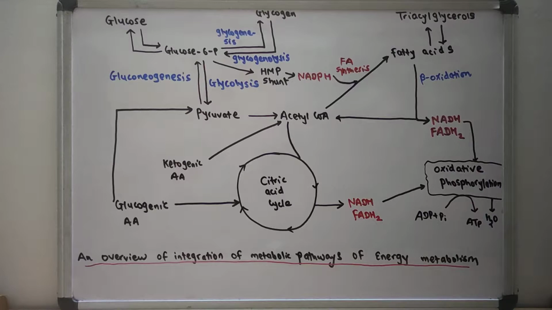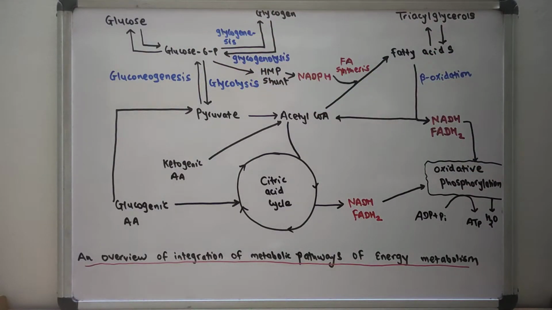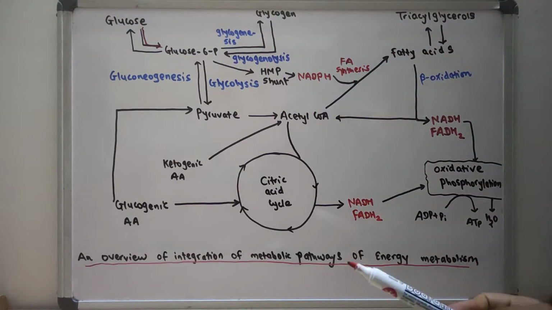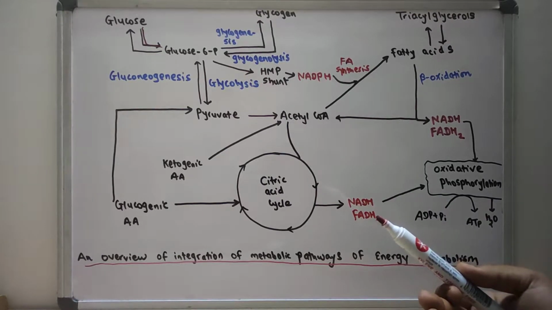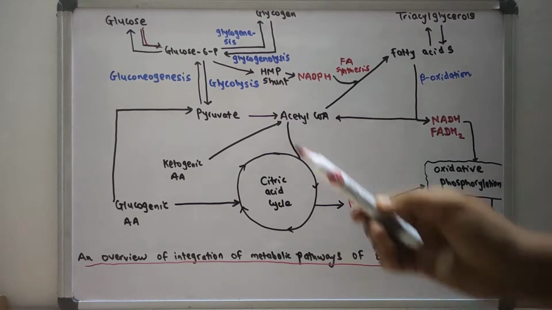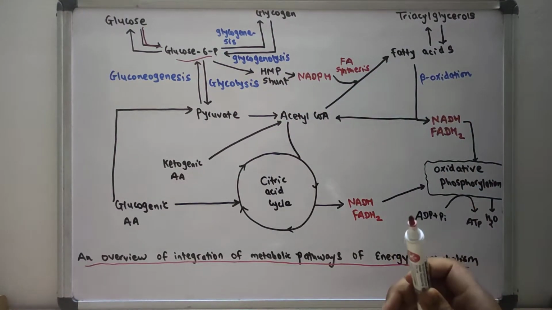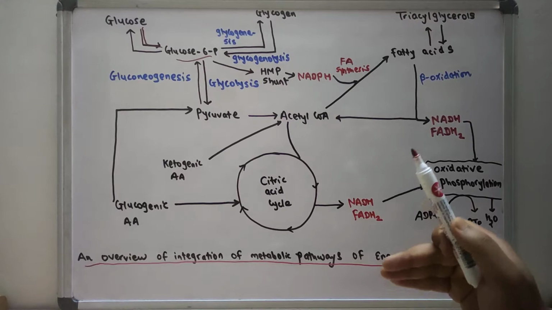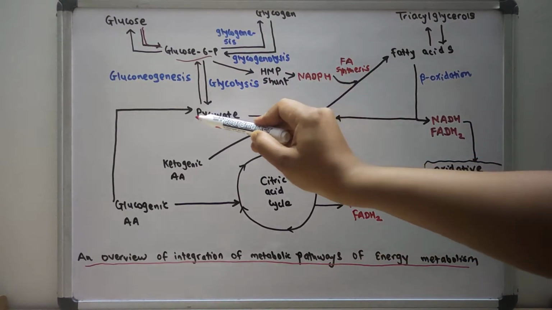So first of all, we have the glucose molecule. The glucose can be converted to glucose 6-phosphate, and glucose 6-phosphate is the central molecule for the carbohydrate metabolism. The conversion of glucose 6-phosphate to pyruvate is called glycolysis. So the degradation of glucose to pyruvate is known as glycolysis. And now we have the molecule pyruvate.